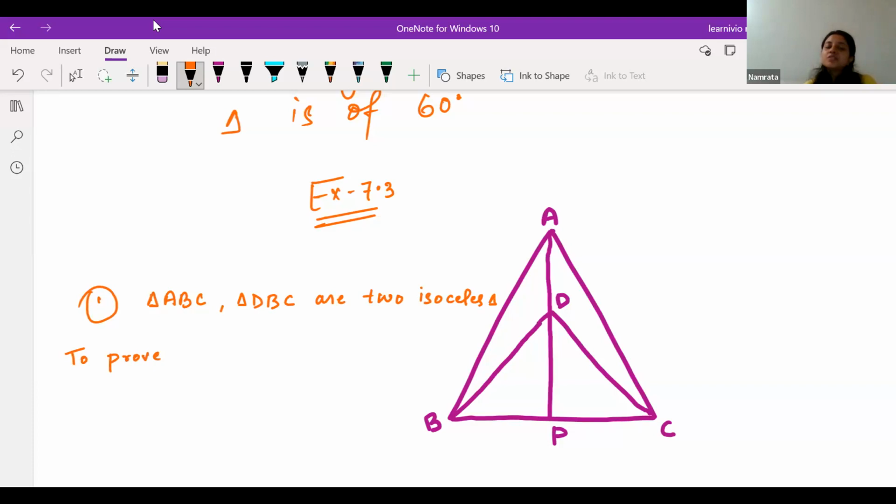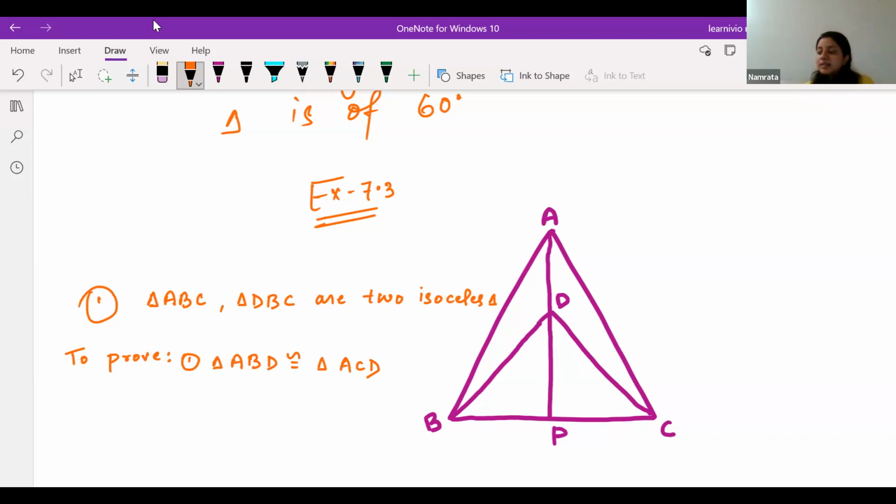The rest of the information is nothing but D is joined with P, A is joined with D, and everything is written over there. That's why I'm not noting it down while writing the given information. What we have to prove here are 4 parts. The first part says that triangle ABD is congruent with triangle ACD.